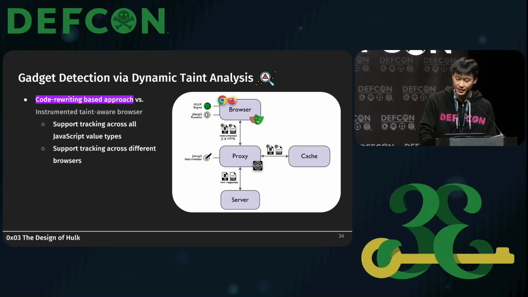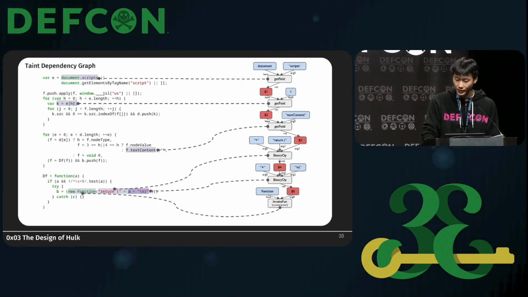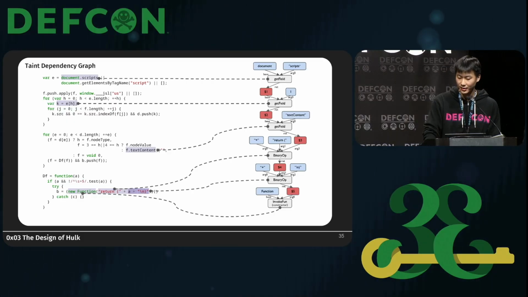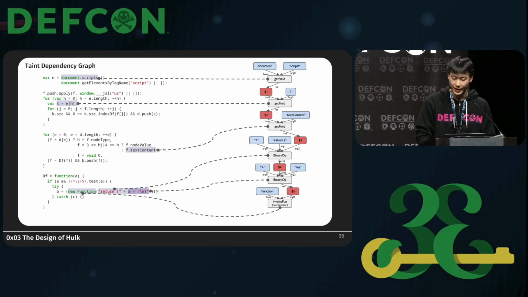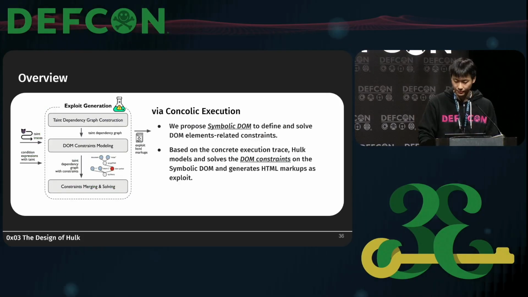And we implement the tint analysis using a code rewriting approach based on Jianjia instead of instrumenting the browser itself. It gives us a very flexible feature and allows us to track all types of JavaScript values and supports cross-browser analysis without relying on the browser internals. The output of the first stage would be the tint trace represented in a tint dependency graph. And the backbone are the operations, and there are concrete values and also the attacker-controlled tinted values.